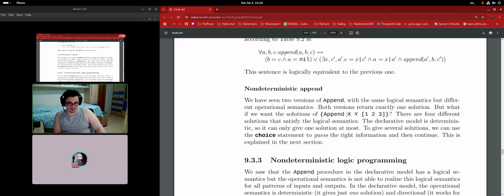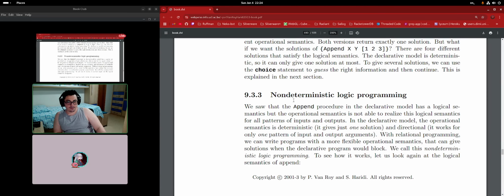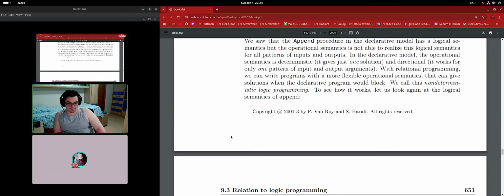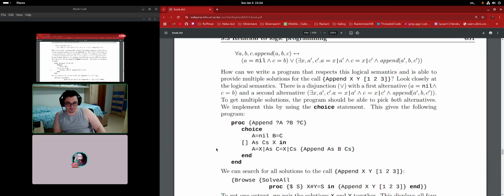Because you can have 1 2 and then 3. You can have 1 and 2 3. You can have 1 2 3 and empty, or empty and 1 2 3. The declarative model is deterministic, so it can only give one solution at most. To give several solutions, we must use the choice statement to guess the right information and continue. And then we're going to fall into using this version of the append.